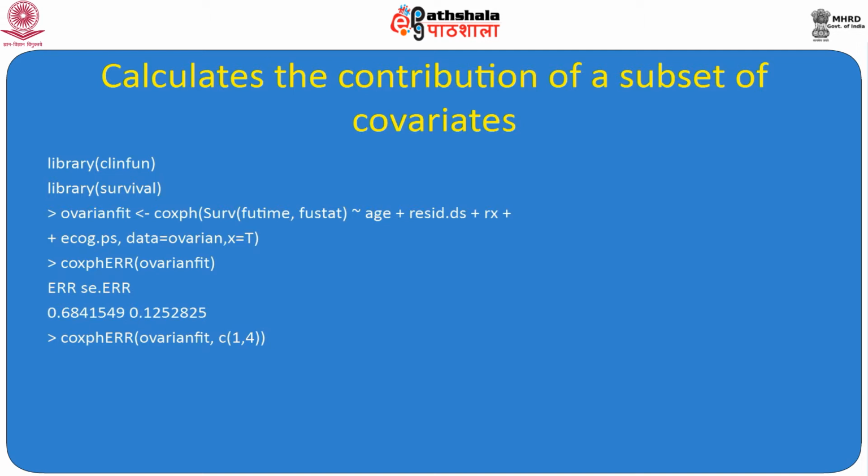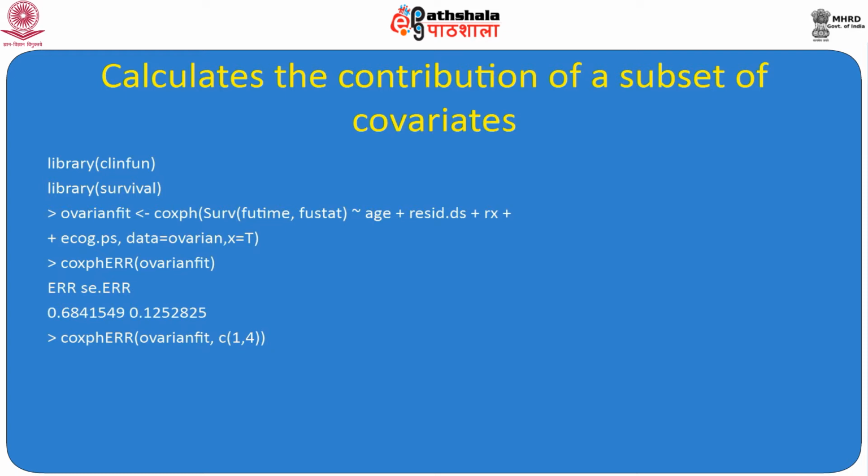Into the parentheses given as coxph, we give the function capital Surv, within parentheses again we put fu.time, that is follow up time, and fu.stat, that is follow up status of the patients. And these are modeled for the covariate age, mentioned as small age. In addition, another covariate considered here is resid.ds, that is residual disease presence or not, and after that rx is assigned, that is what kind of treatment is given.